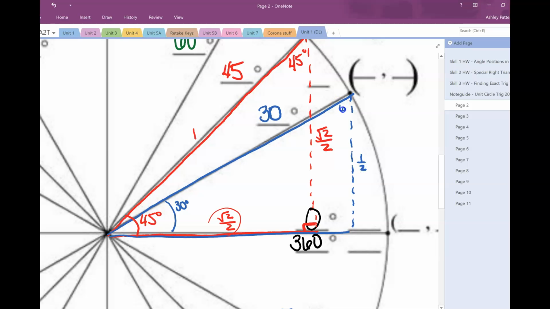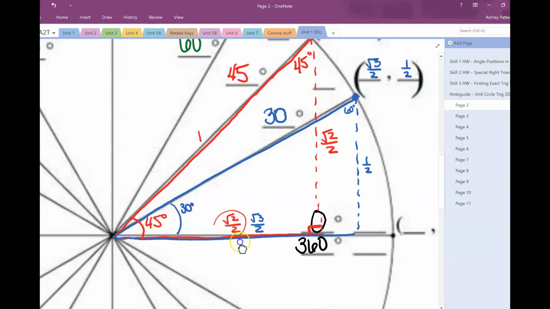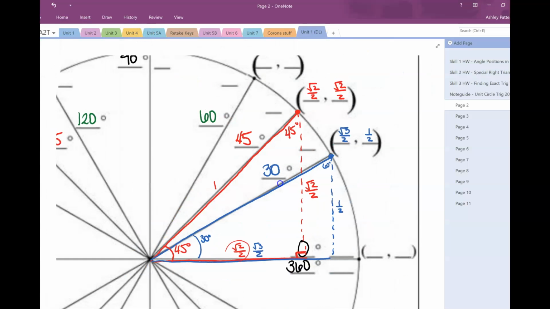And that means this is 60 degrees. So this is rad 3 over 2. So then I would travel rad 3 over 2 units on the x-axis. I would go up a 1/2 a unit to get to this coordinate. All because of my special right triangles. How fantastic is this? This is so cool. Okay, so the last one then is going to be the 60.